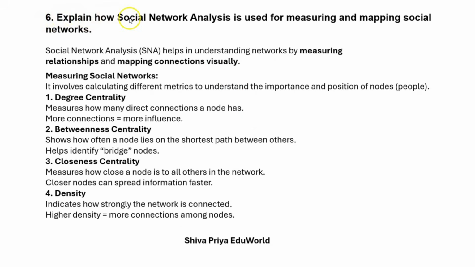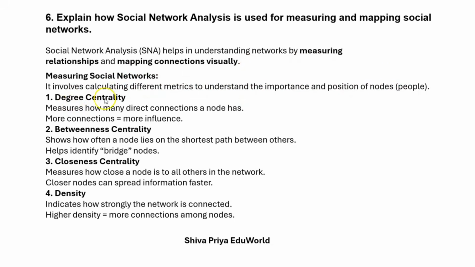And the next question is, explain how social network analysis is used for measuring and mapping social networks. Social network analysis helps in understanding networks by measuring relationships and mapping the connections visually. This is how exactly it is helpful. Measuring social networks involves calculating different metrics to understand the importance and position of nodes, that is, of the people. Clear?